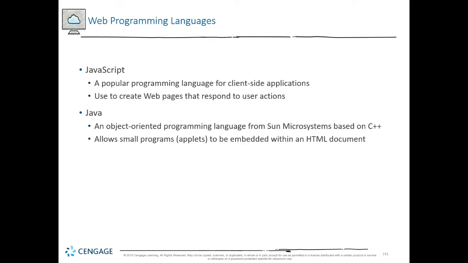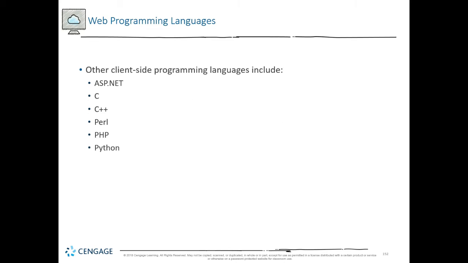Web programming language, JavaScript, a popular programming language for client-side applications used to create web pages that respond to users' actions. Java, an object-oriented programming language from Sun Microsystems based on C++. It allows small programming applets to be embedded within the HTML document. Other web programming languages include ASP.NET, C, C++, Perl, PHP, and Python.